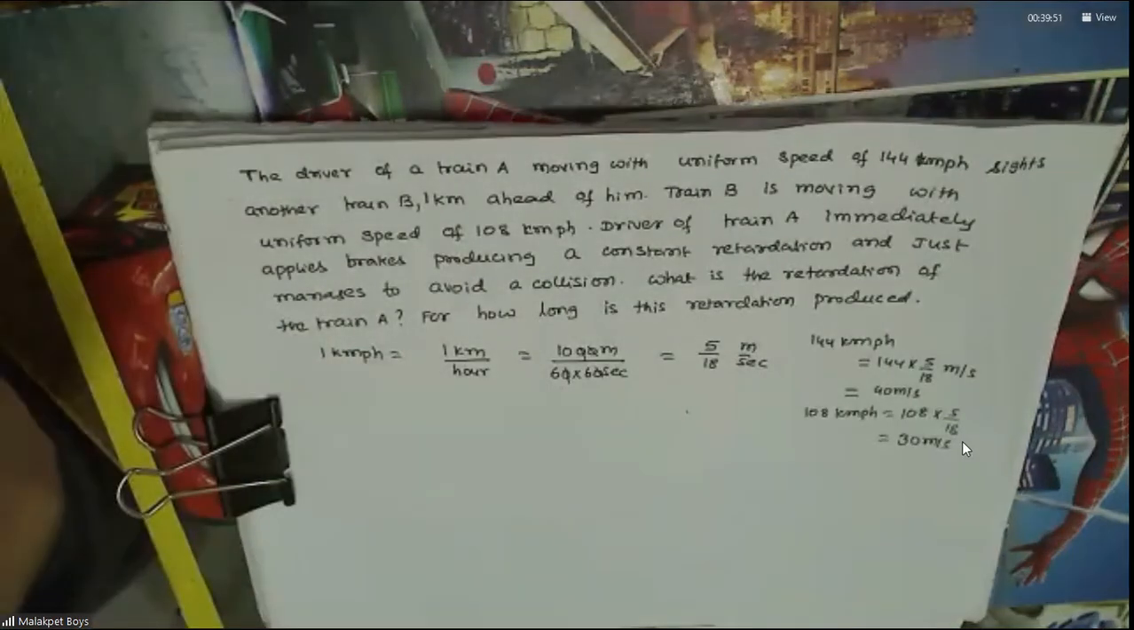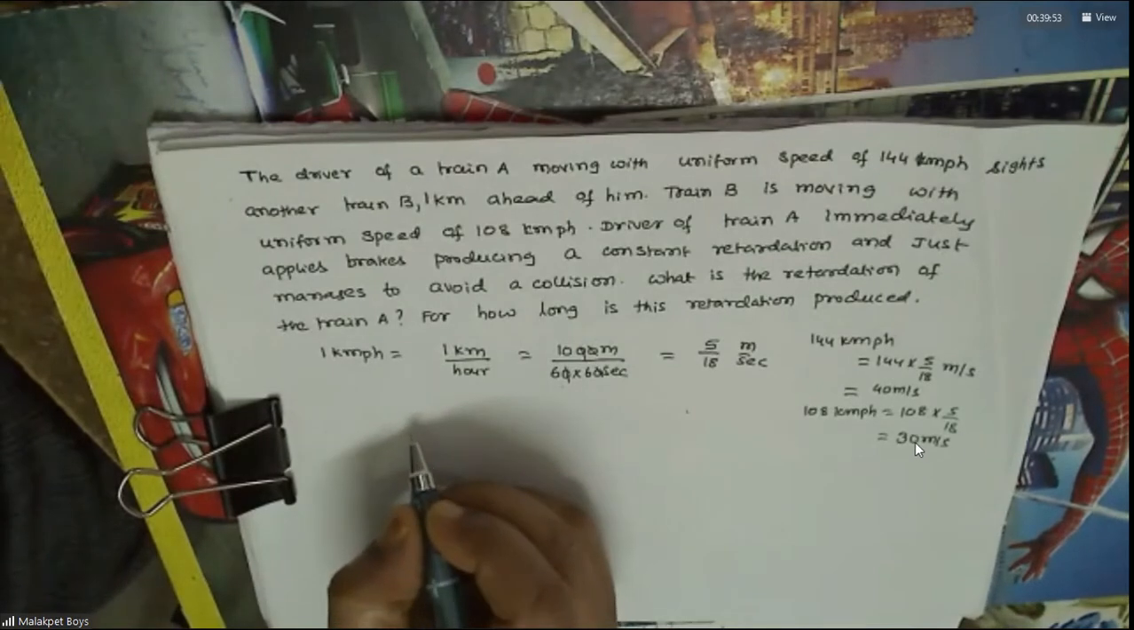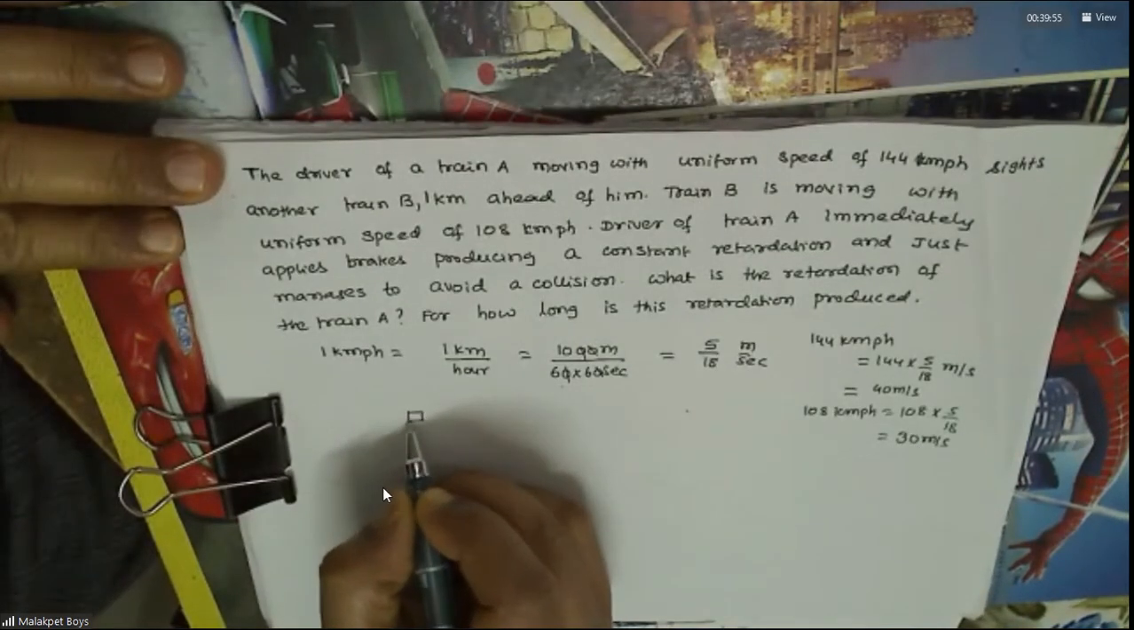Till here, any doubt is there? Now let us come back to the numerical. This is train A.